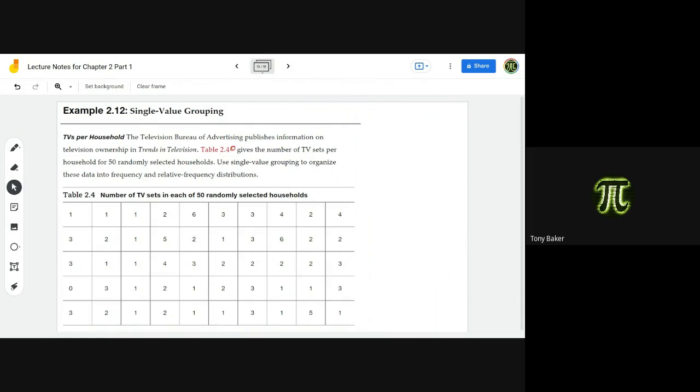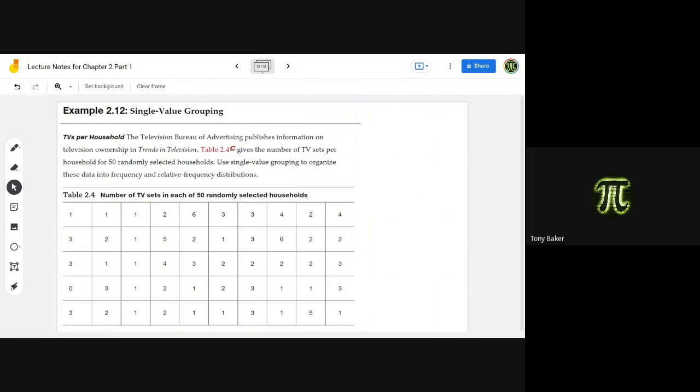The Television Bureau of Advertising publishes information on television ownership and trends in televisions. Given the number of TV sets per household for 50 randomly selected households, use a single value grouping to organize the data into frequency and then relative frequency distributions.